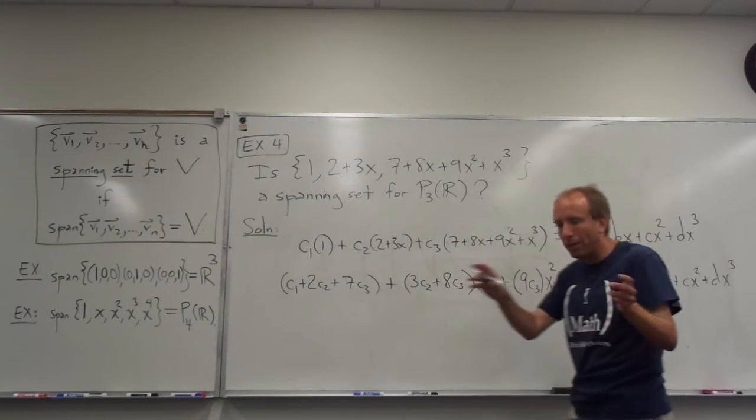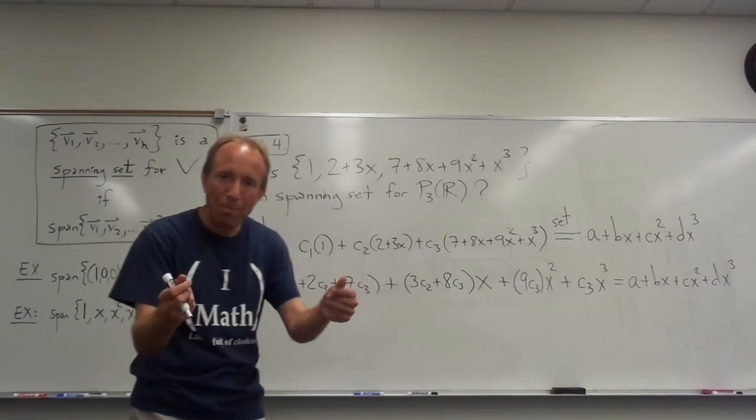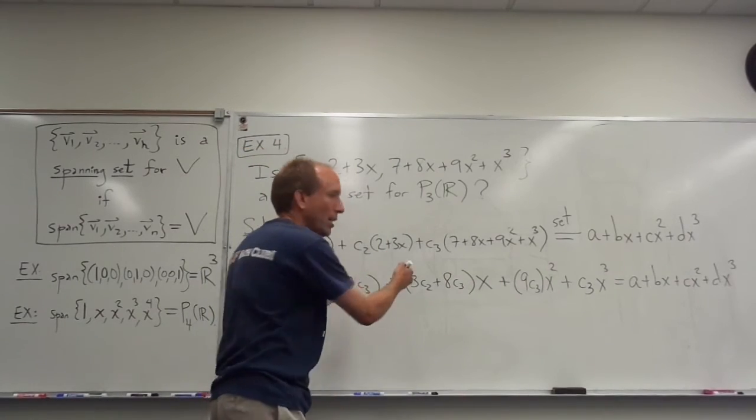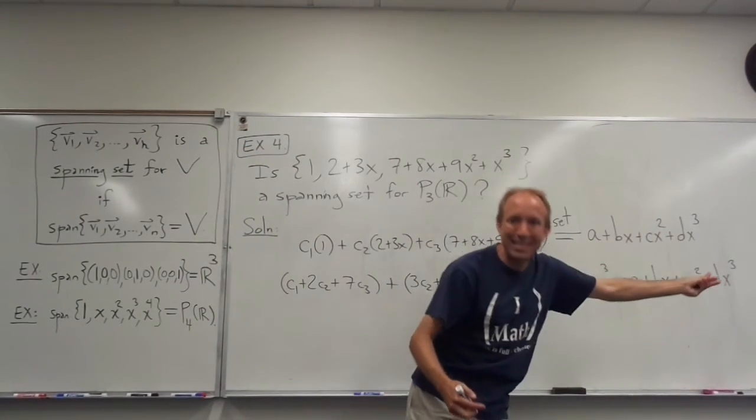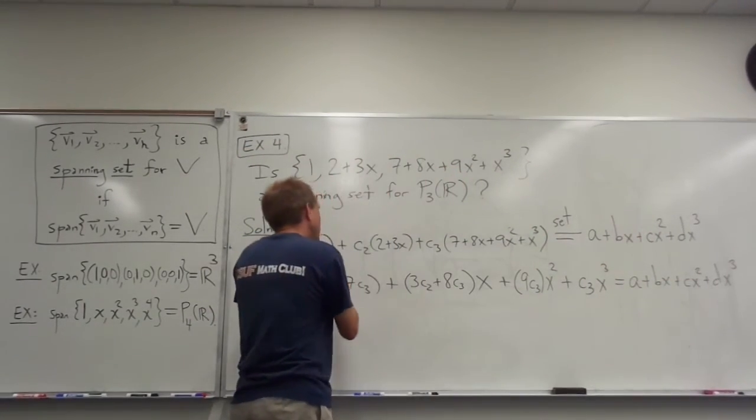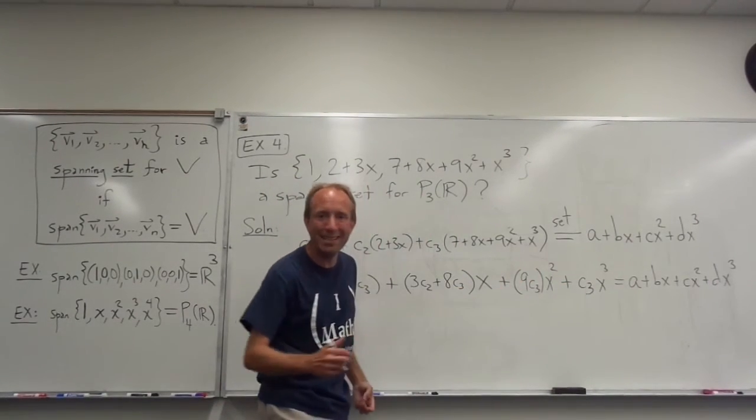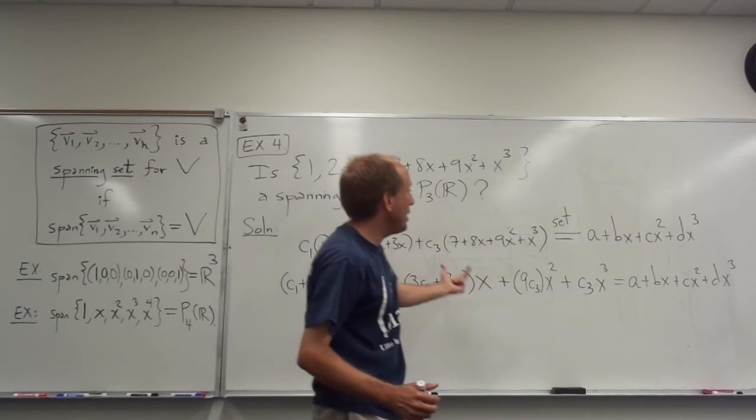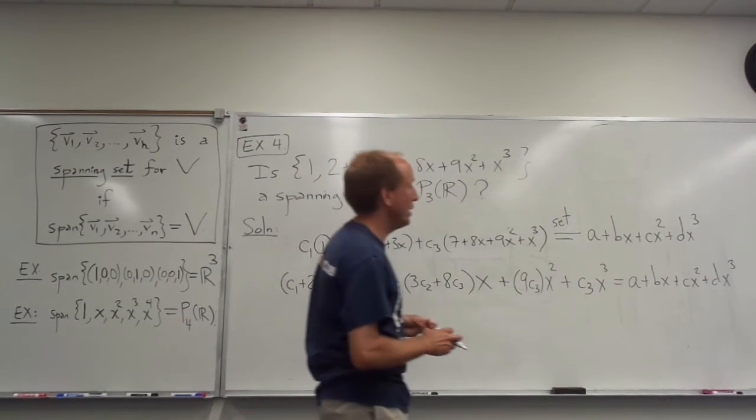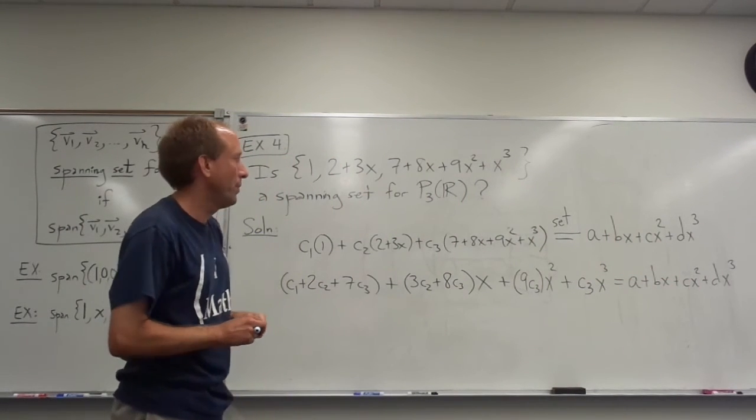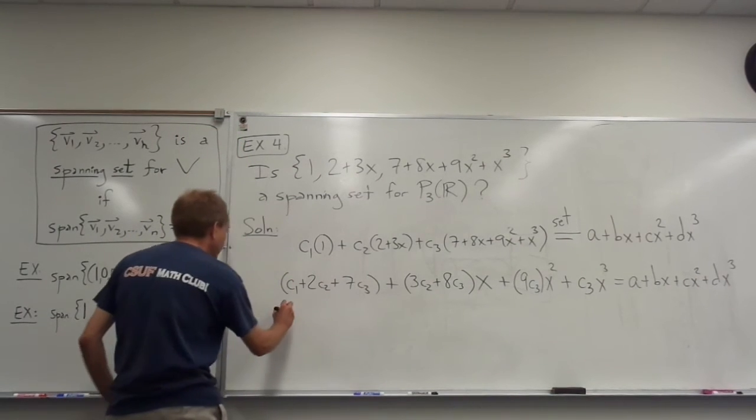When you're working with polynomials, you want to match up the coefficients on the left side with the coefficients on the right side. So the question is, can we choose C1, C2, and C3 so that this polynomial equals this polynomial over here? That's really the question. So again, we actually have several equations.